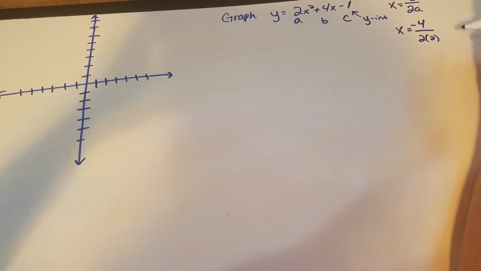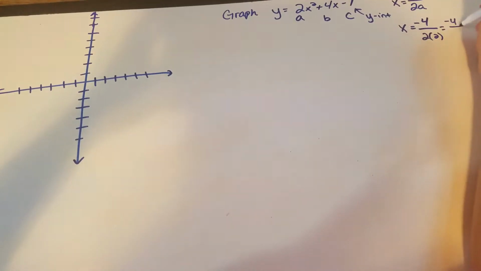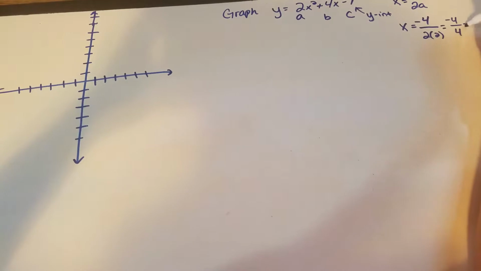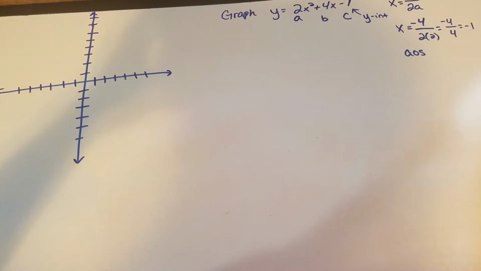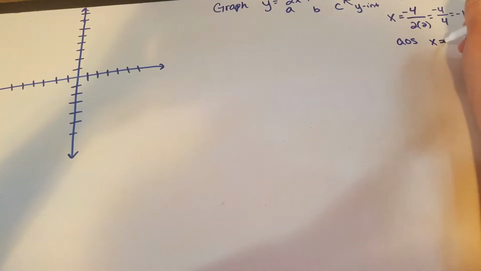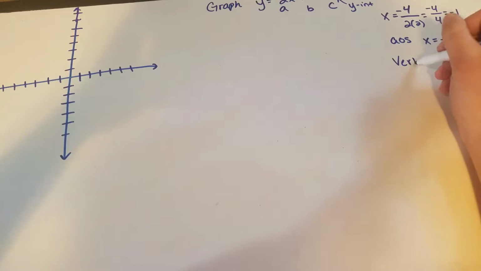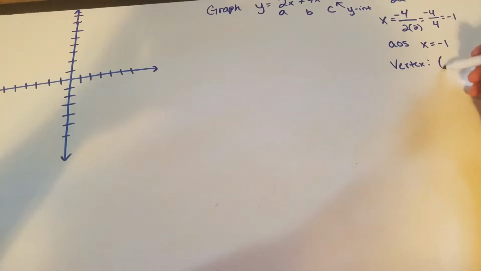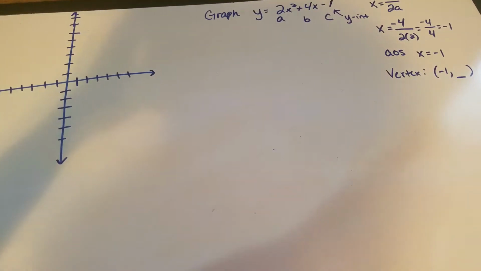We're going to simplify that as far as we can. So in this case, it's going to be negative 4 over 4, which is equal to negative 1. So our axis of symmetry, or our AOS, is x equals negative 1. We now have our x of our vertex. So our vertex is going to be negative 1. And then we have to just figure out our y value.